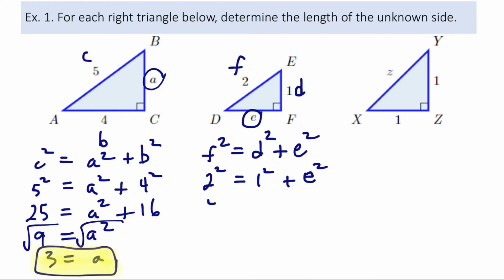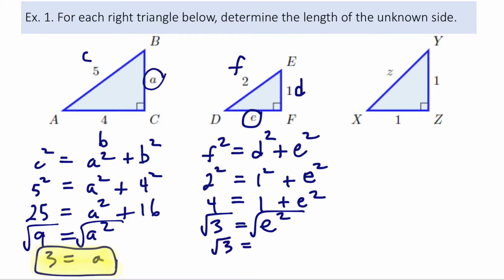So we have 4 is equal to 1 plus e squared. 3 is equal to e squared. Taking the square root of both sides, I'll have e is equal to the square root of 3.